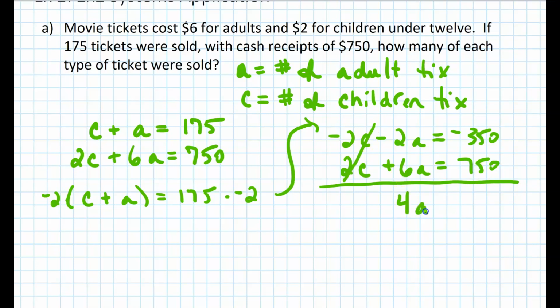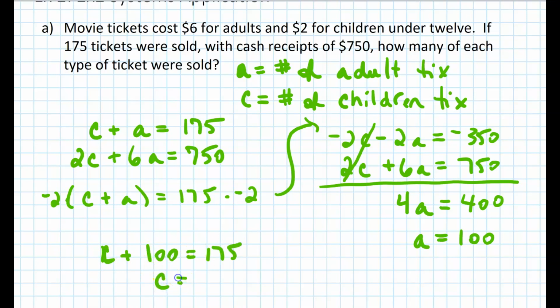We're left with 4A is equal to 400. Okay. A is... What? 100. A is 100. Okay. And can I now find C? Yes. So that means I have C plus 100 is equal to 175. Therefore, C is equal to 75.